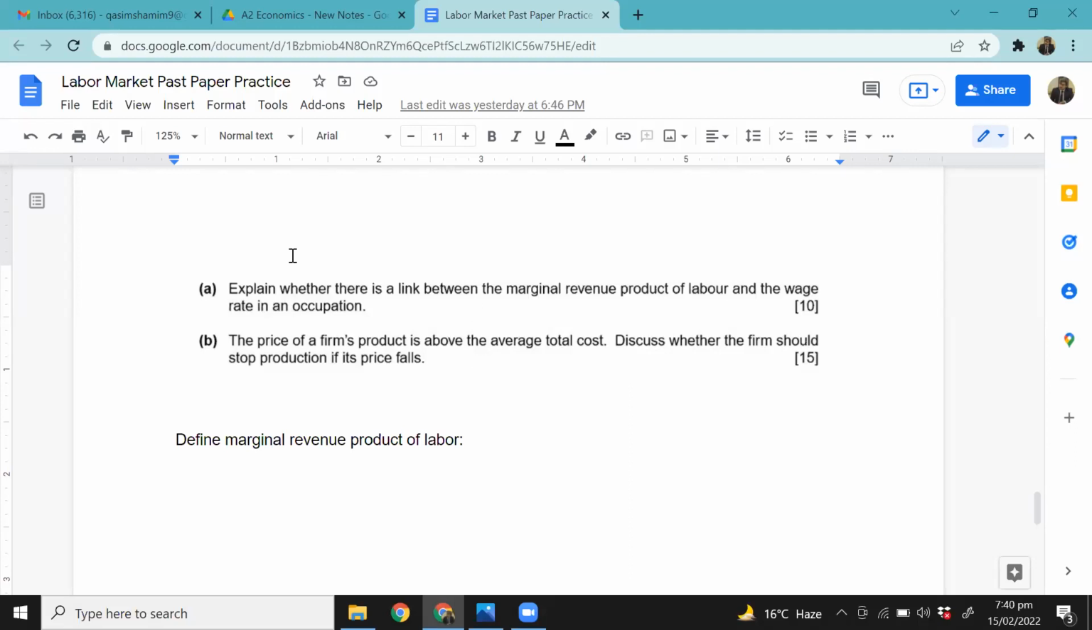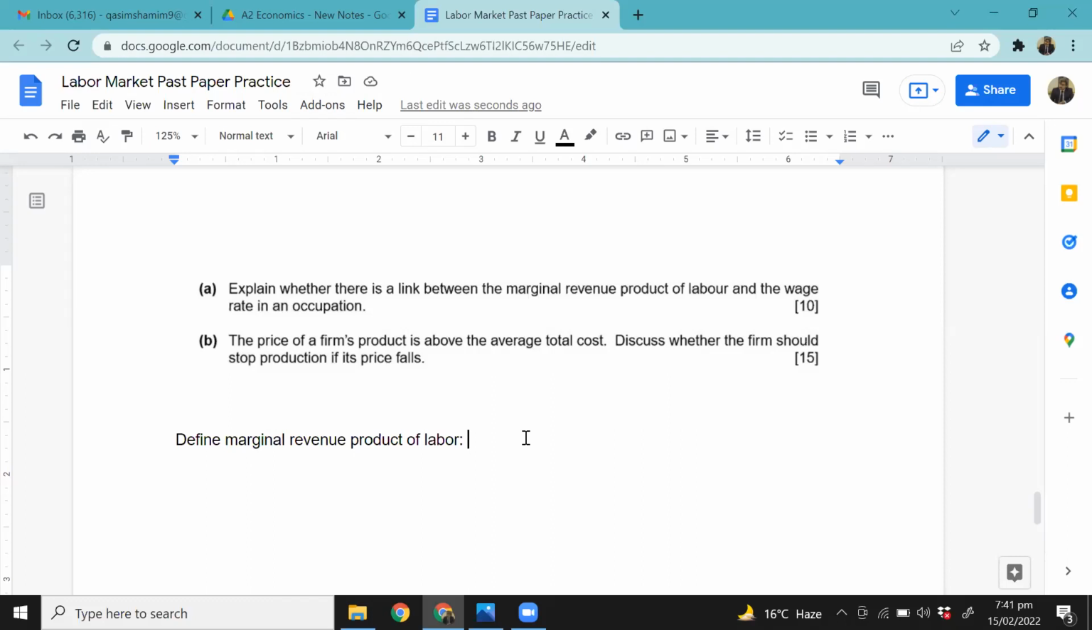The question here says, explain whether there is a link between marginal revenue product of labor and the wage rate in an occupation, right? Now, what is marginal revenue product of labor? The first thing that you need to do is define it. You would remember marginal means additional, right? Revenue means the cash or the income that a business generates from the sale of its products, and labor is basically exactly. As Mubin rightly said, marginal physical product multiplied by marginal revenue is your marginal revenue product of labor. Excellent, that's correct. Let's first define it and then we'll come to the formula and all that, right?